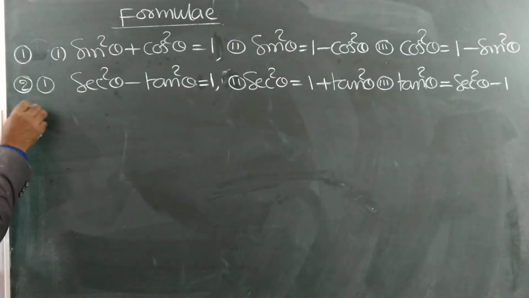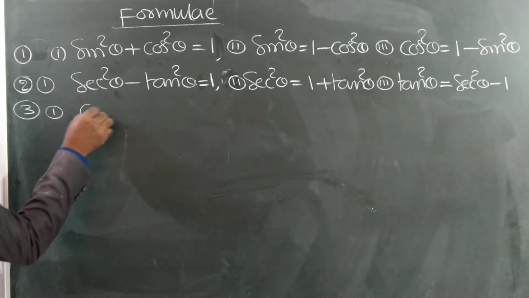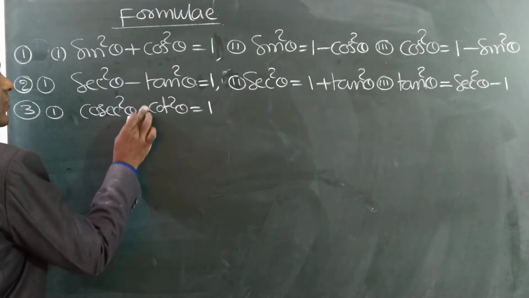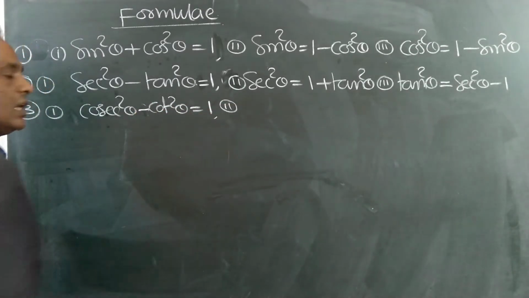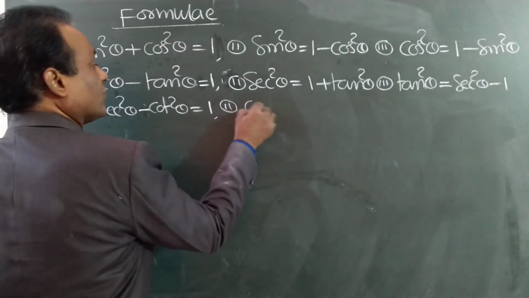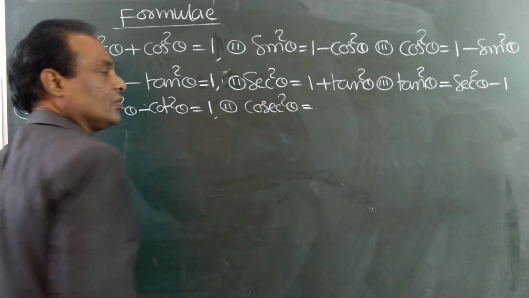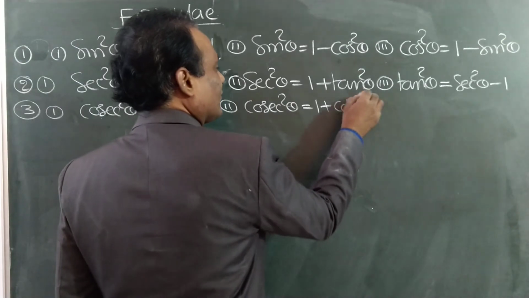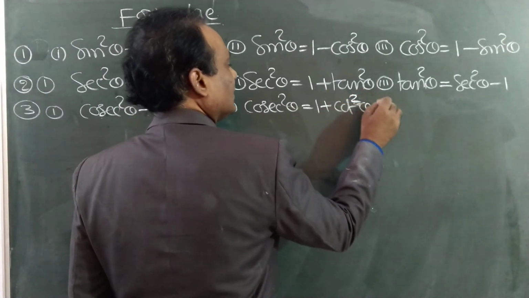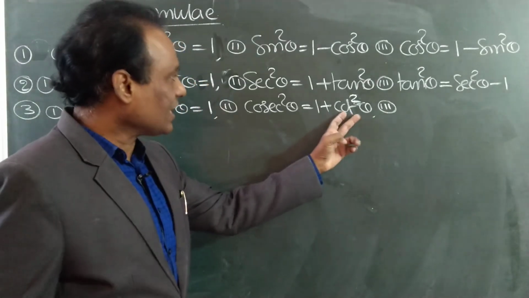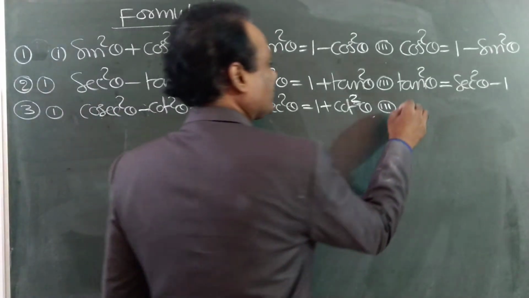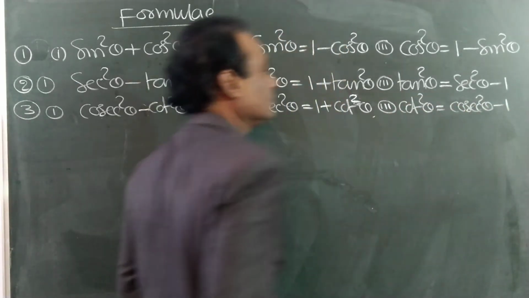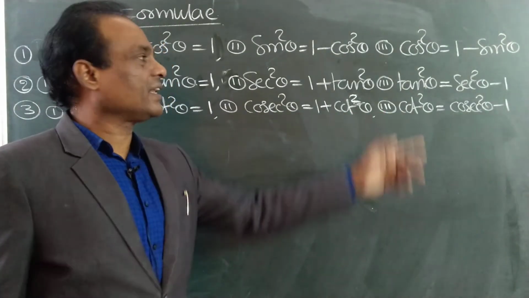Next, third identity what I derived? Cosecant square theta minus cot square theta is equal to 1. I can write it in two more ways. What is cosecant square? Cosecant square is equal to 1 plus cot square. Third one, cot square is equal to cosecant square minus 1.